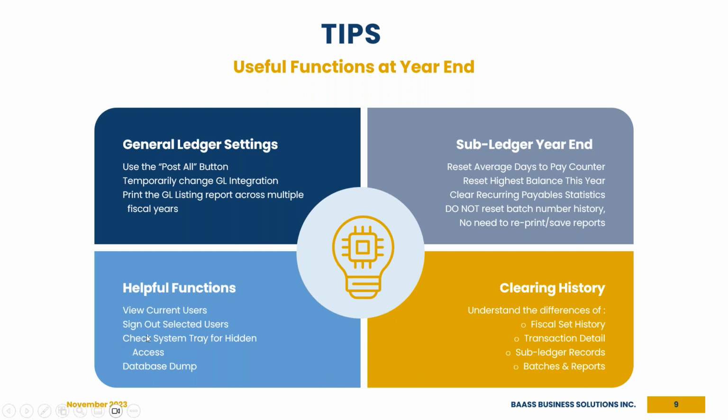And just a reminder that you want to check your system tray for any hidden access, if you're using notes or document management link, or another link from something like EDI. And in administrative services, there is a function available called database dump. That wording, database dump, is really our backup from inside of Sage 300. With regards to clearing history, just remember that there is a difference between clearing history in the GL and clearing history in subledgers.